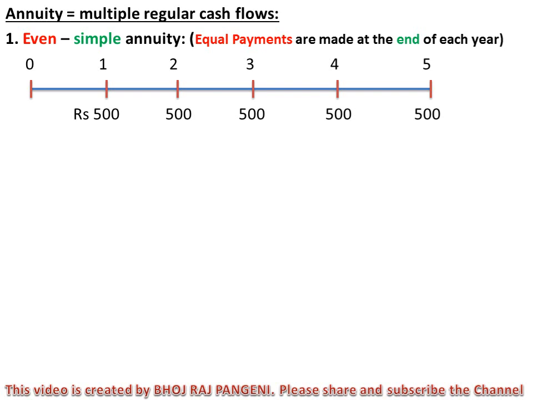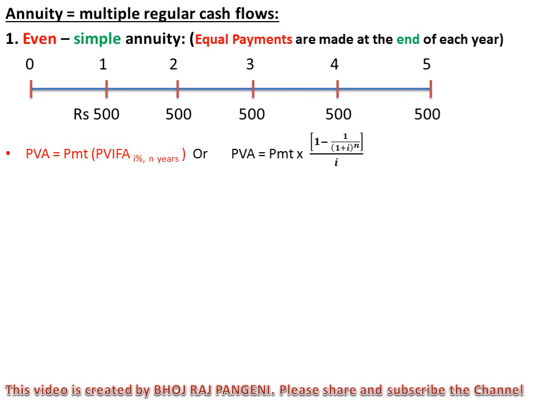In the simple annuity, simple means payment made at the end of the year, and even means there is equal payment. Have a look at each year, there is the equal payment or equal receipt, whatever. There is the equal cash flow. Year 1 500, 2 500, 3 500, 4 500 and 5 500. There is the equal amount. So this is the even simple annuity.